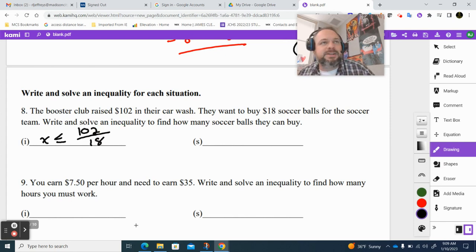You could actually set it up like this. A lot of this stuff, remember we talked about yesterday, we wouldn't have to set things up. A lot of y'all could actually read that and say, oh, we're just going to divide by 18 and that's it. Okay. All right. So this is 5.6 repeating.